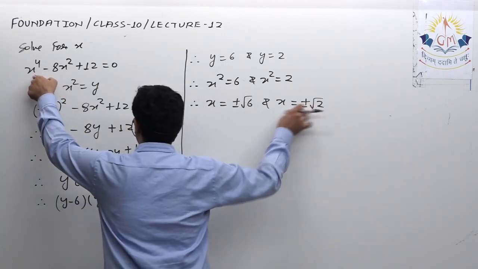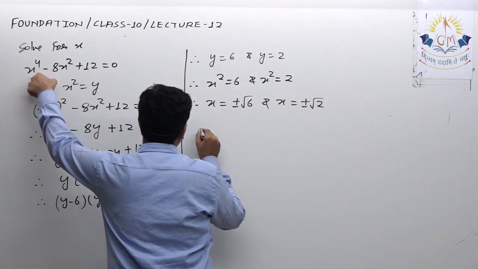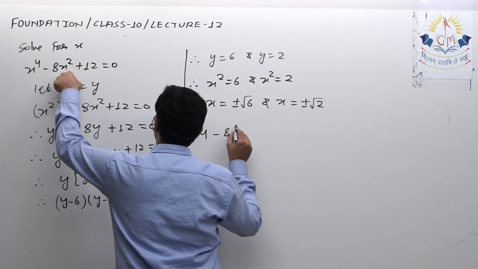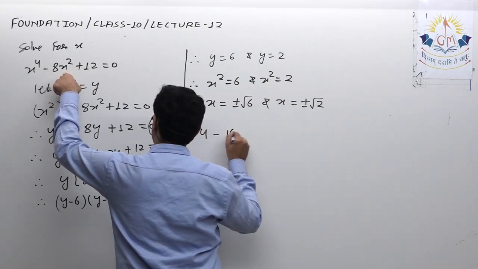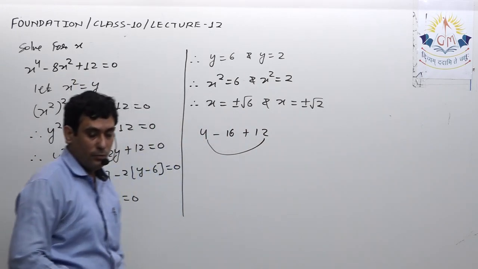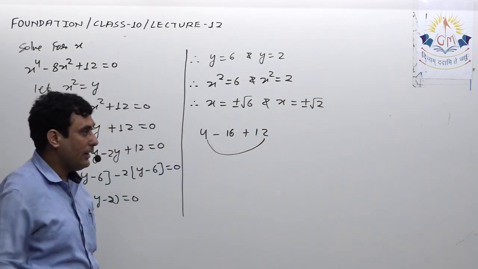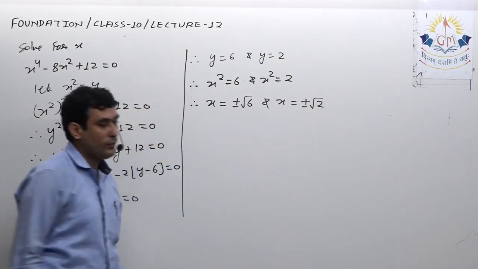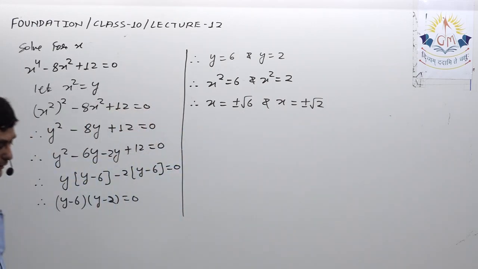So if I put x equal to root 2, from here I will get 4 minus 8 into 2, that is 16, plus 12. Yes, 12 plus 4 is 16, minus 16, 0. It means here I can say all these values are the solutions of the given equation. So please note it down, then we'll see the next question.